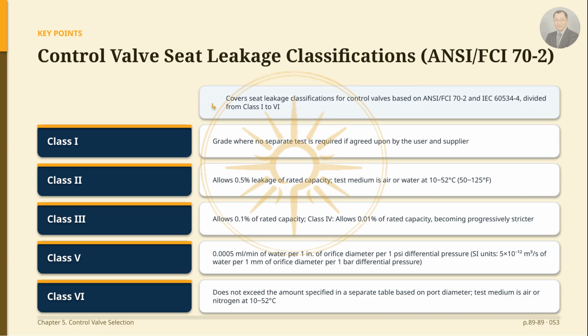Finally, the most stringent, Class 6, must not exceed the leakage amount specified in a separate table based on port diameter, using air or nitrogen between 10 and 52 degrees Celsius as the test medium. As the class increases, the allowable leakage decreases, so you should select the appropriate leakage class based on how critical the shutoff performance is for your specific application.